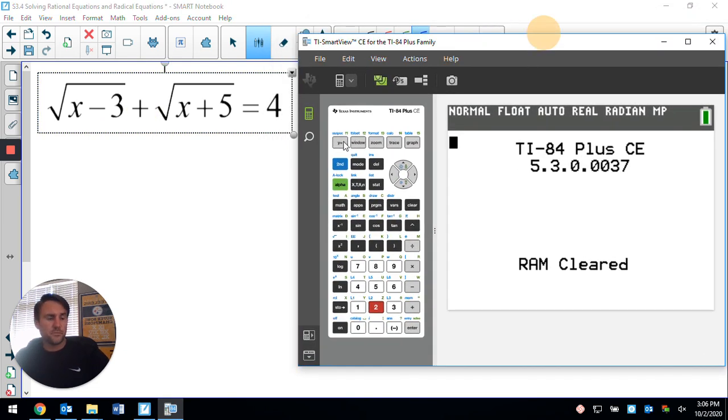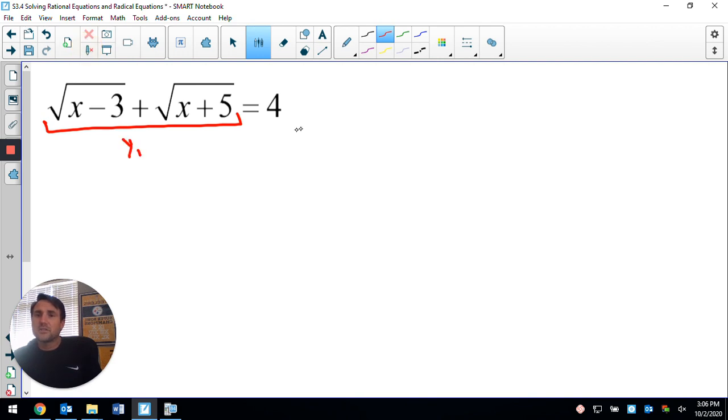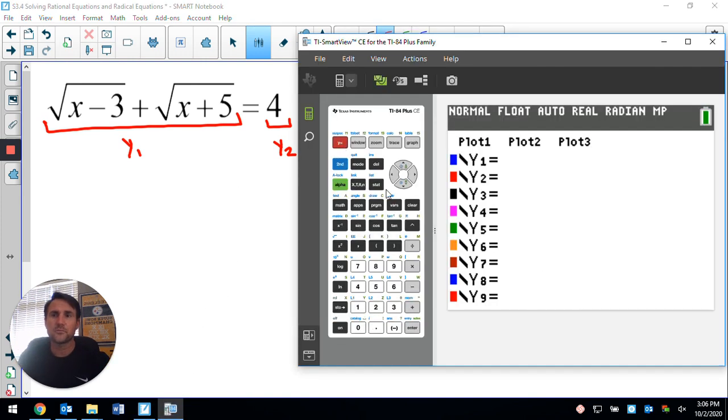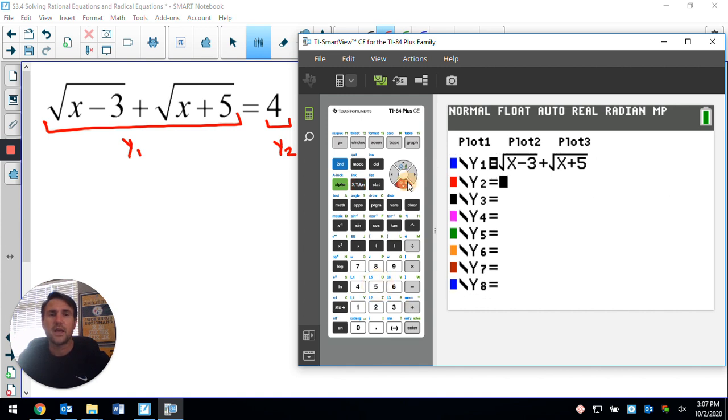So this is what we want to do. We want to take one side of our equation here and type that into the calculator as y1 and the other side in as y2. Okay? And so I'm going to hit the y equal button, and I'm going to type in square root of x minus 3, and then plus the square root of x plus 5. And then on the y2 part, I'll just type in the number 4.